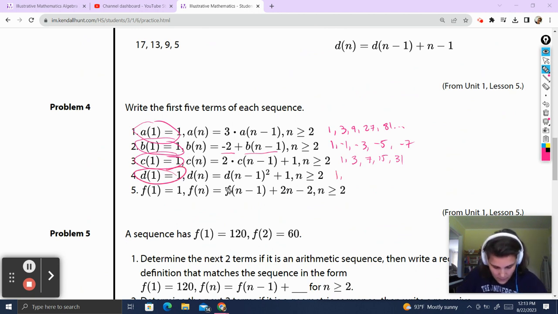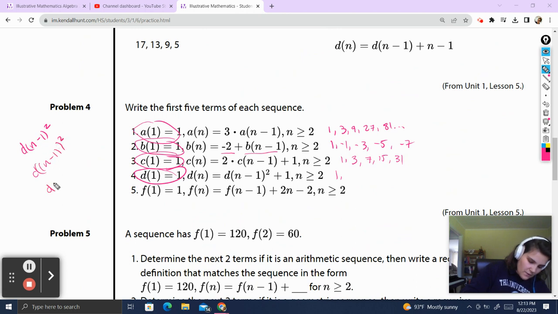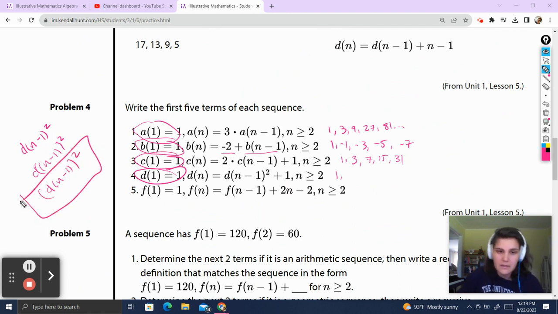For sequence D, we start with 1. Now, this is a notation I'm uncomfortable with, and I'm going to do a side note right over here. D to the n minus 1 squared. I'm not sure if this is D to the n minus 1, squared only on the n minus 1, or if it's D to the n minus 1, the whole term squared. In this case, I'm going to be assuming it's this one right here. But that notation's pretty tricky, so whenever you are in a place like this, just put extra parentheses so you don't make this mistake.